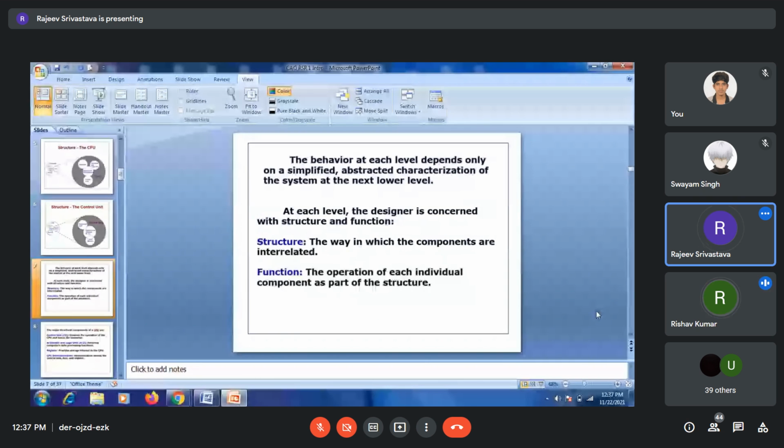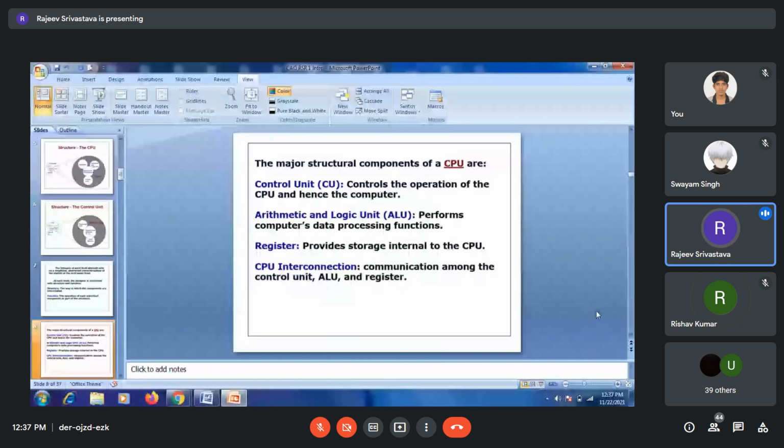This is what we have shown in the figure, that the major structural components of a CPU are control unit, which controls the operation of the CPU, and hence the computer. So basically, it controls all the things. Then the arithmetic logic unit, as its name suggests, ALU, which performs the data processing, arithmetic and logic operations, addition, subtraction, and all the logical operations.